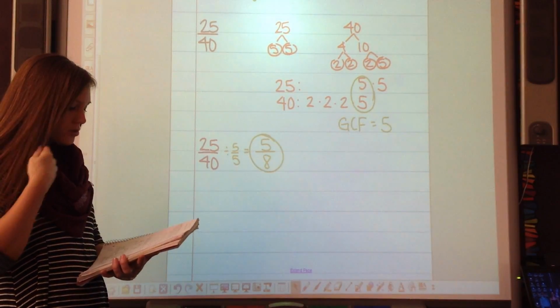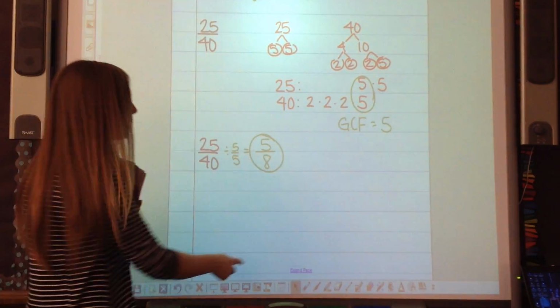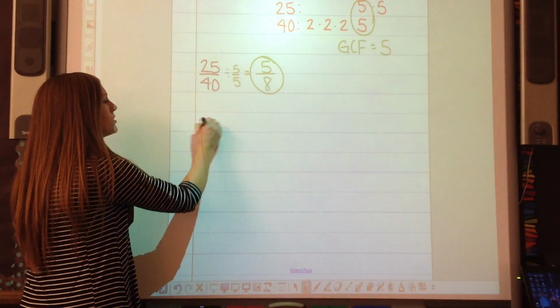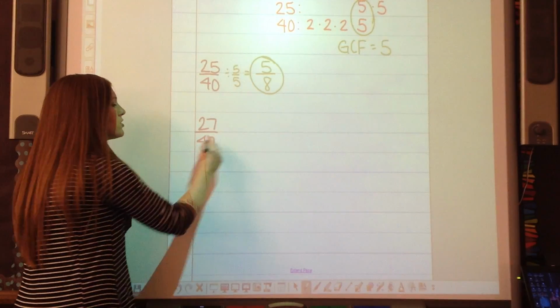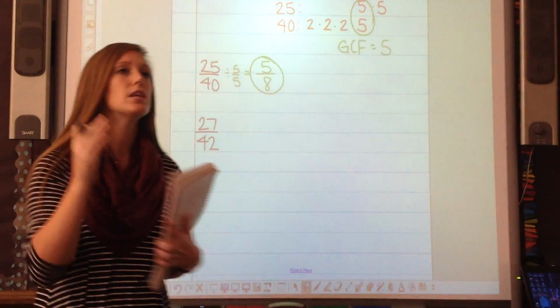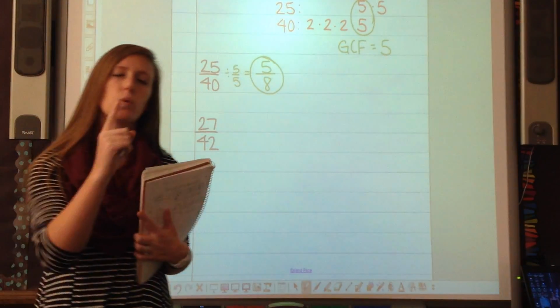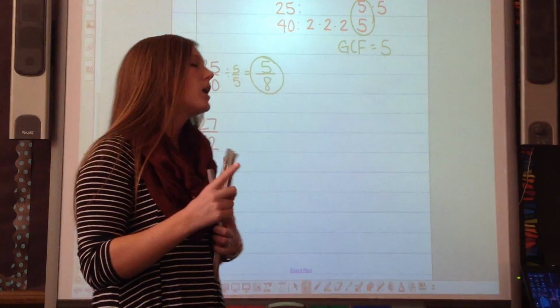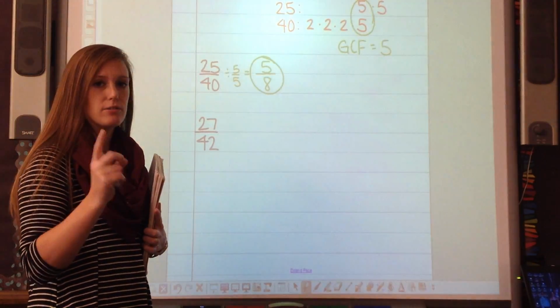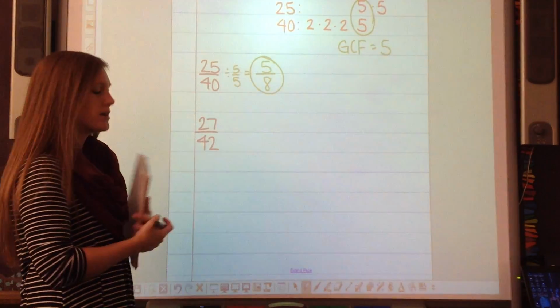I would like you to try 27 over 42. And when you do this problem, I would like you to try using prime factorization. Even if you can see the number you can pull out of the numerator and denominator, for this one problem, I want you to use the greatest common factor. Find the greatest common factor. Push pause and try that now.